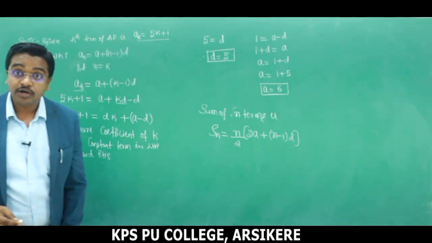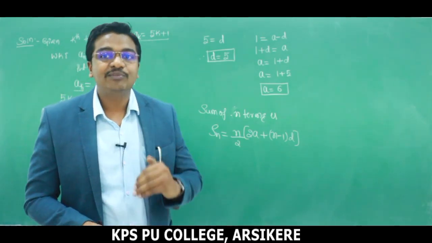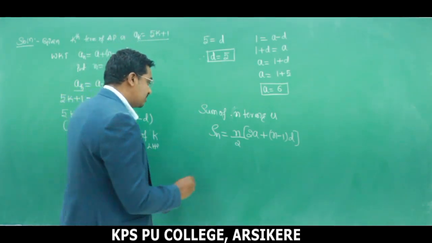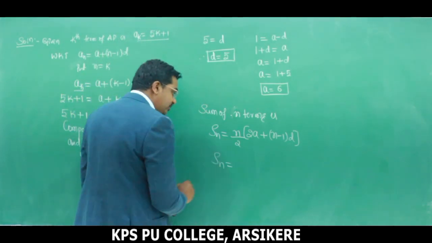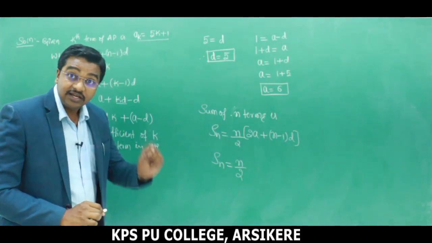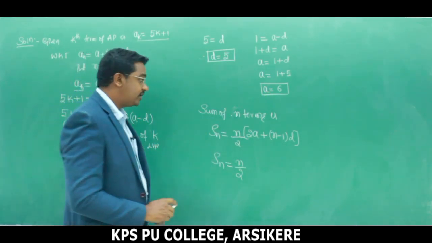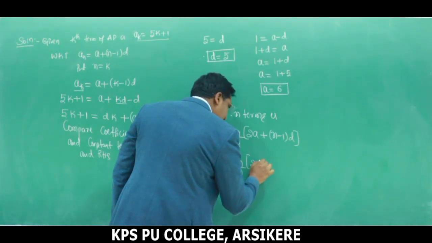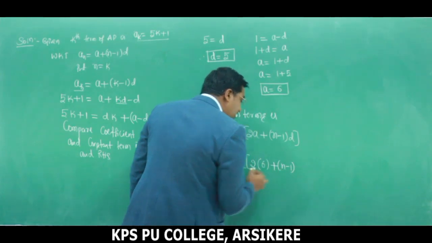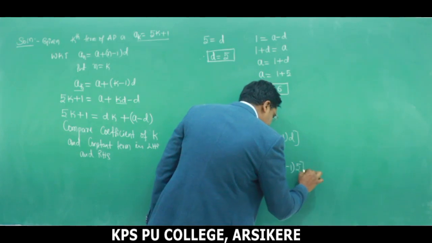We have another formula to find the sum to n terms: Sn is equal to n divided by 2 into a plus l, where l represents the last term. So Sn is equal to, write n divided by 2 as it is. Now replace the values of the first term and common difference. This reduces as 2 into 6, the first term is 6, plus n minus 1. What is the common difference here? The common difference is 5.